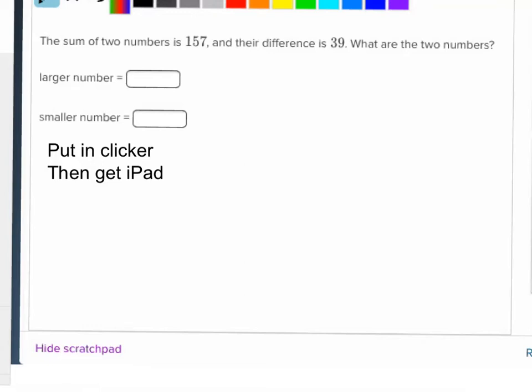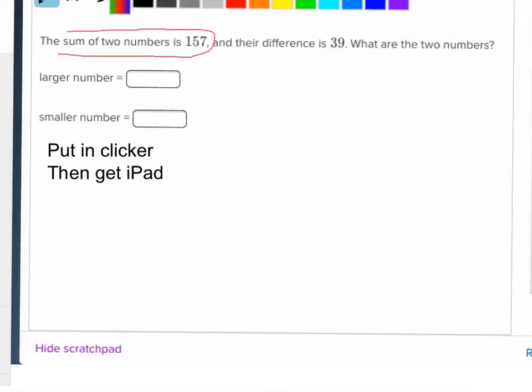So here is example 2 of solving system of equation word problems. Now, the hardest part about system of equation word problems is just recognizing that it's a system of equations.